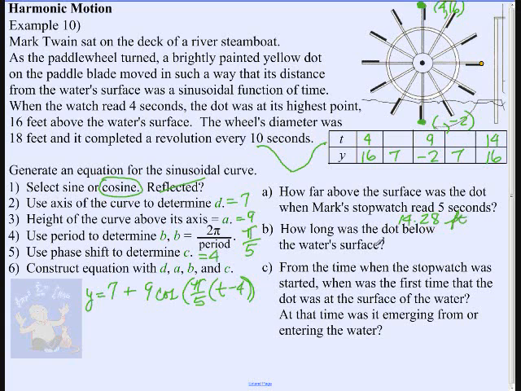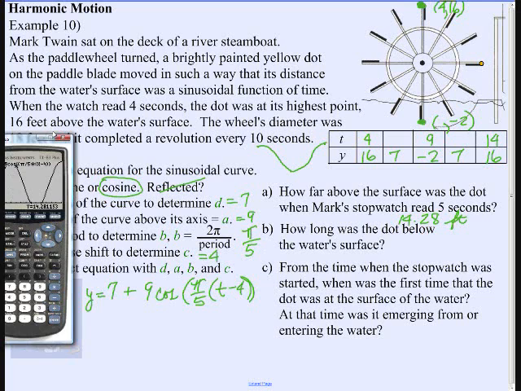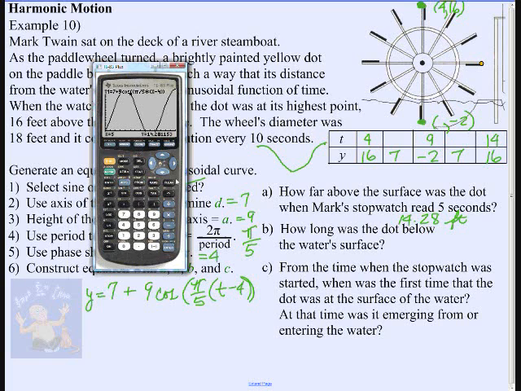How long was the dot below the water's surface? Basically, we're asking, oh, something's wrong with my window. I better fix this window because I can't really see, probably because I'm tracing and this is writing over my trace. So let me adjust the window just a little bit. We'll go down to -4. Okay, now maybe when I trace I'll still be able to see where I am.